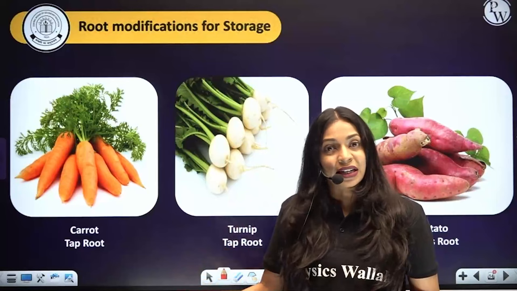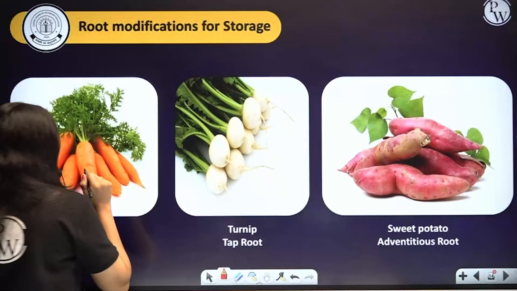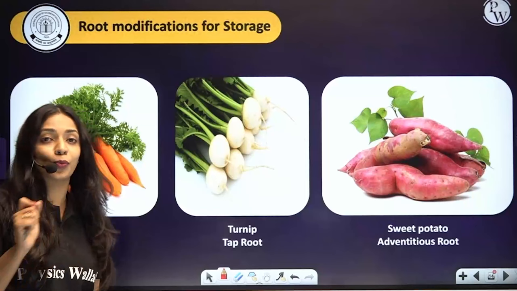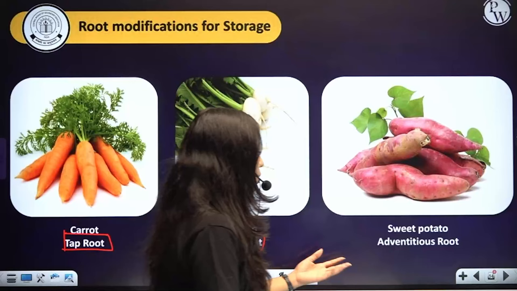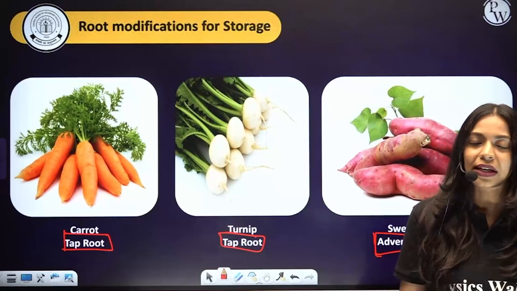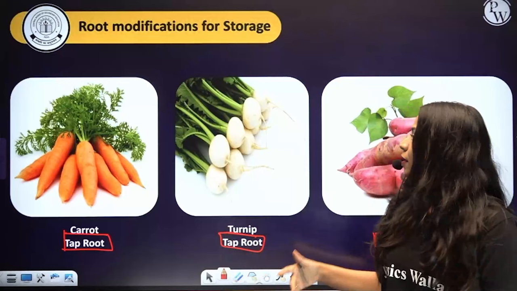Okay, so in this case, carrots, turnips, and sweet potatoes, the roots are storing food and they are root modifications. Carrot is an example of a taproot, which is modified to store food. Turnip again is a taproot modification, whereas a sweet potato is an adventitious root that is modified to store food. These examples are very, very important, so you'll have to find a way to memorize them all so that you ace your exams, right? I hope this is clear.